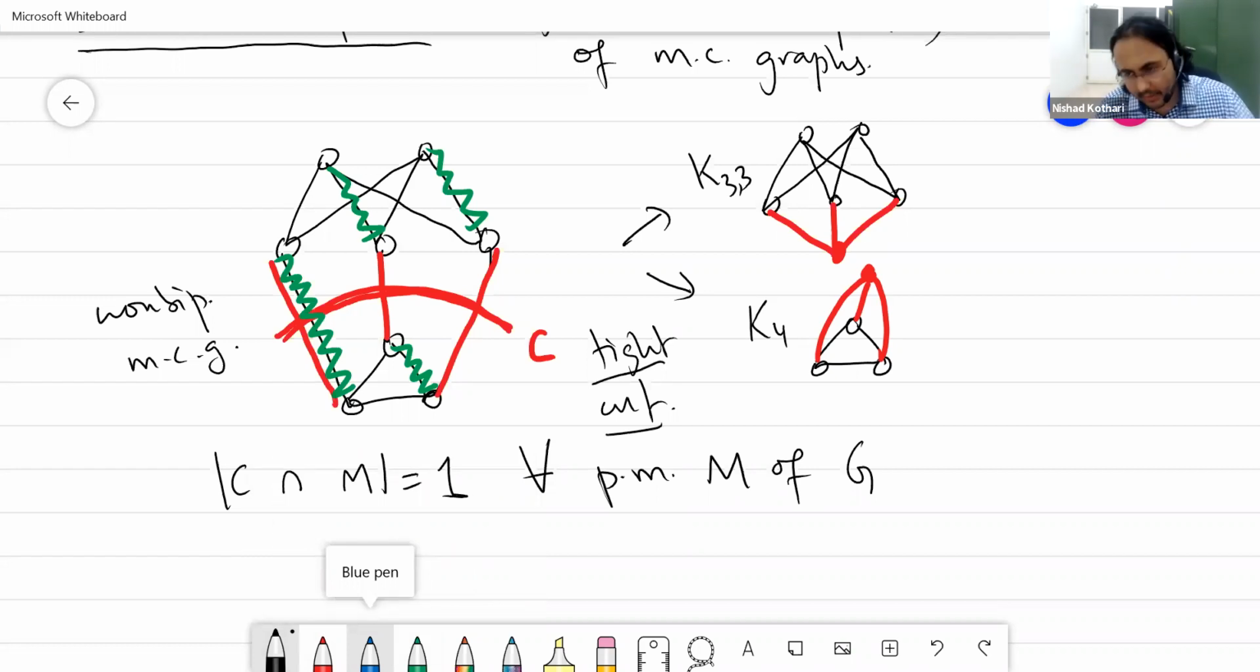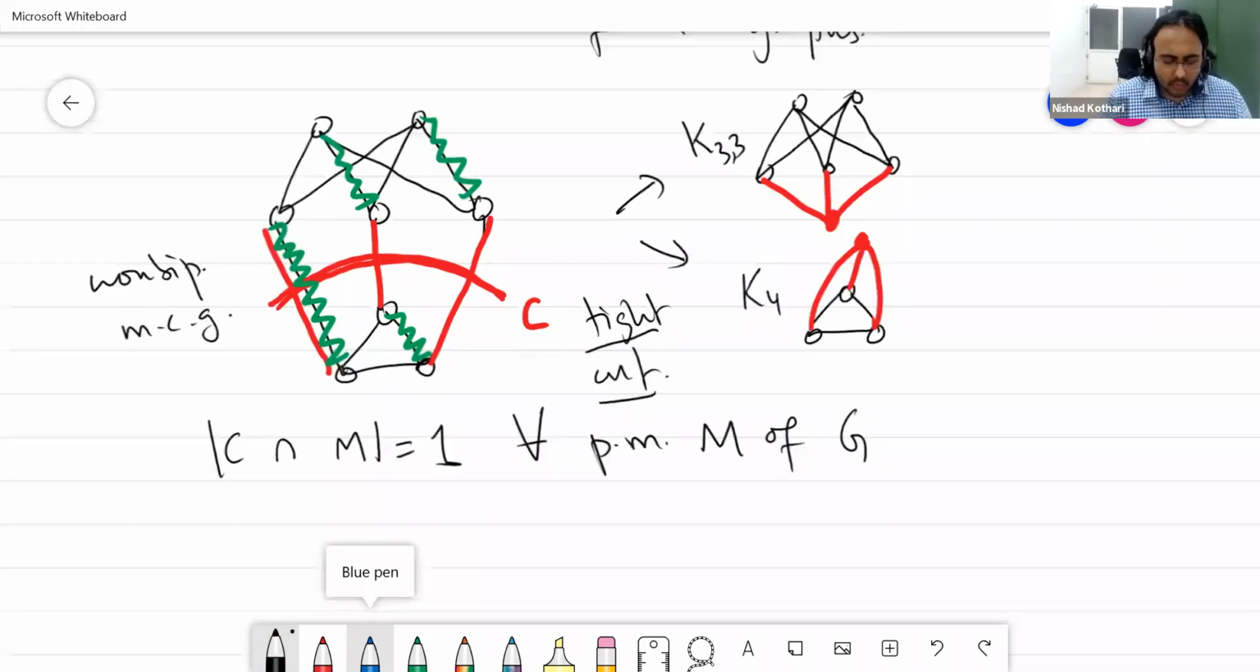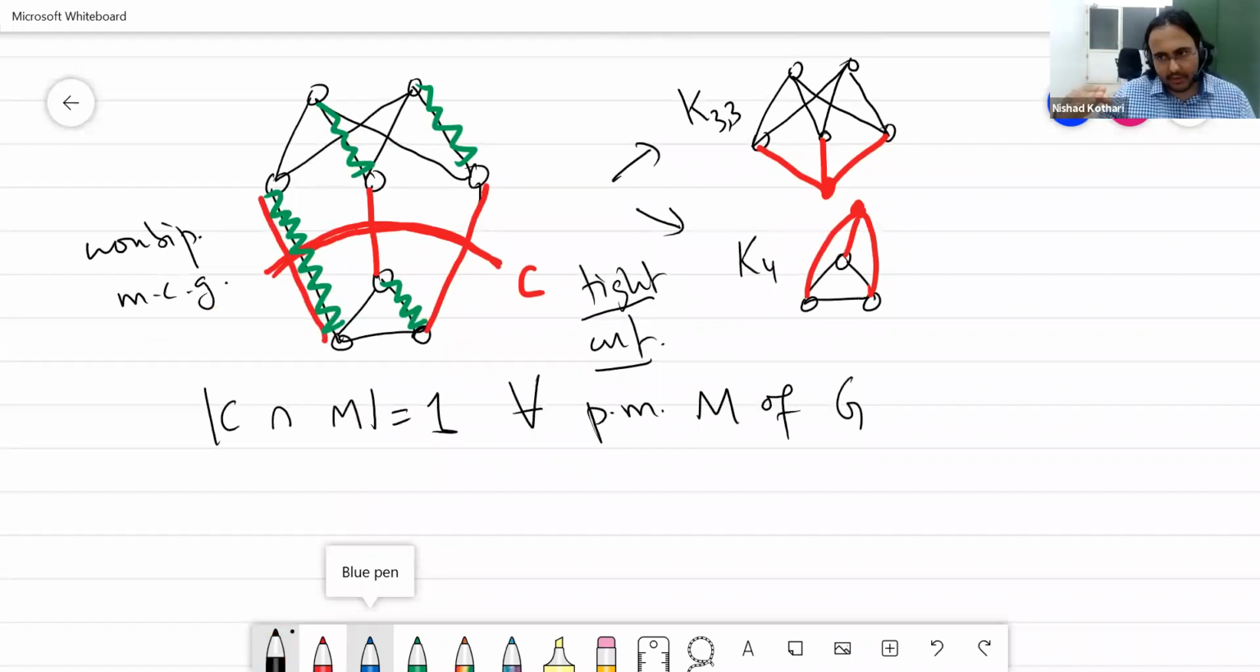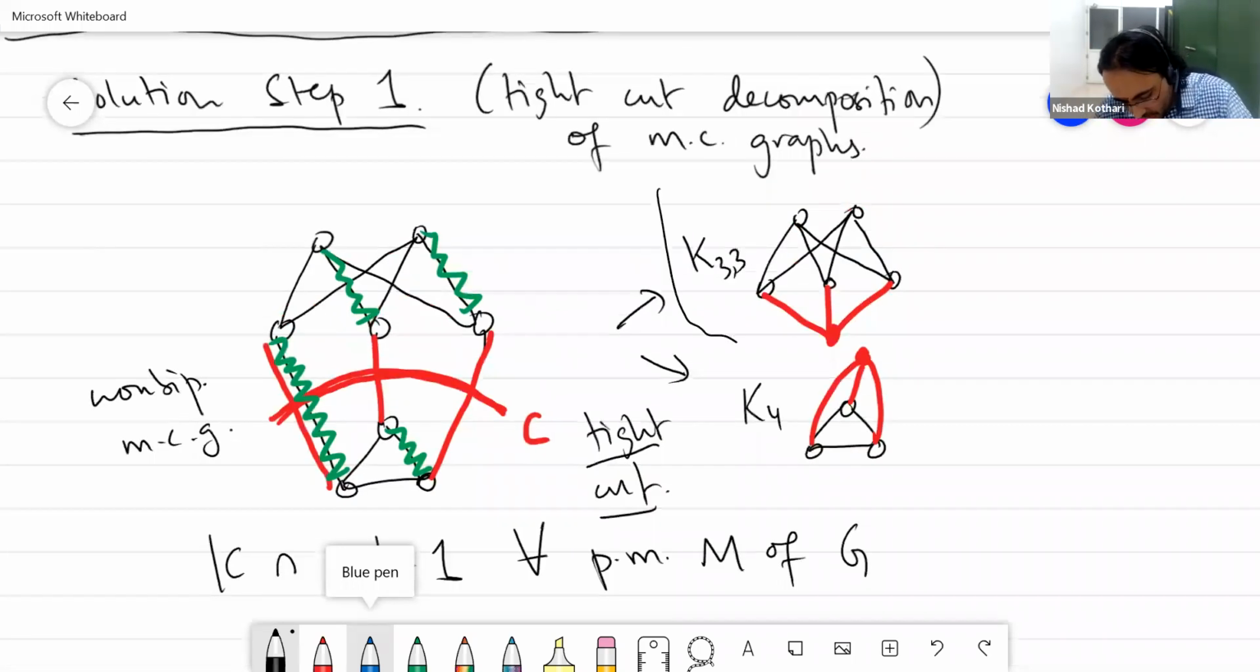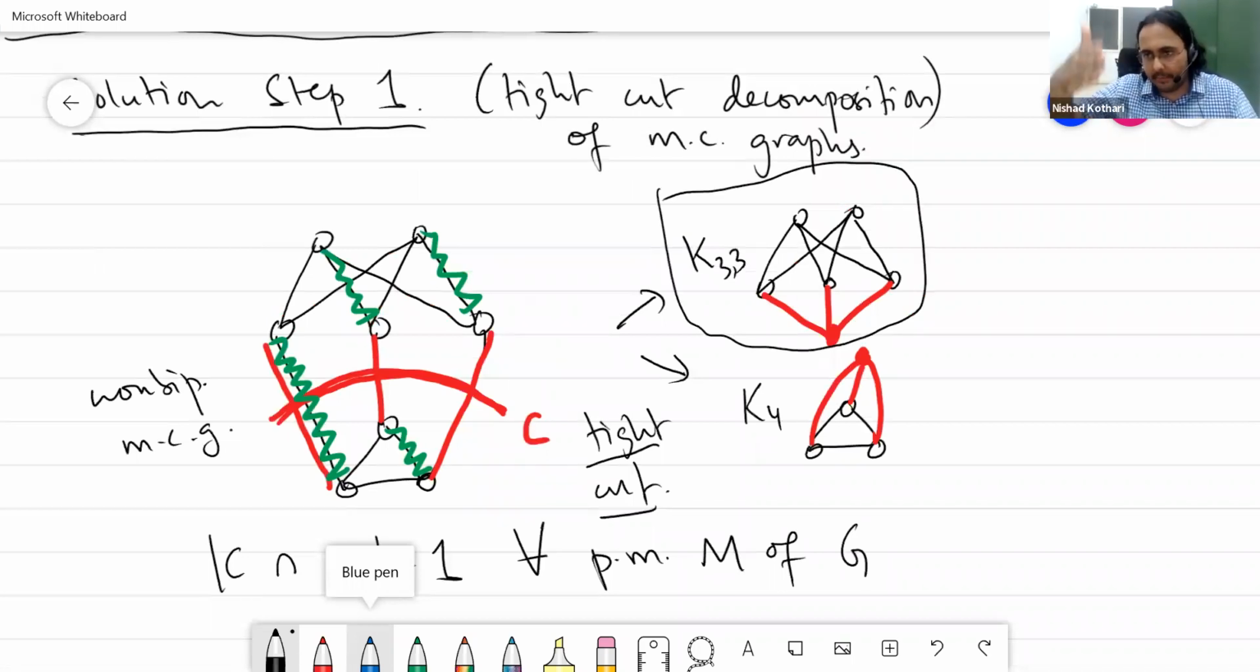Okay. The point is, both of these are matching covered graphs. Because this is a tight cut, you can prove this quite easily. Okay. So whenever you have a tight cut in a matching covered graph, you can get two smaller matching covered graphs by doing this operation. Okay. You keep doing this. At the end, you will have graphs which have no tight cuts. So what could happen is, one of these two graphs could also have a tight cut. And then you would do the same procedure again, right? At the end, you will get a bunch of graphs that have no tight cuts. These are called the bricks and braces of the graph. Bricks are non-bipartite, braces are bipartite.